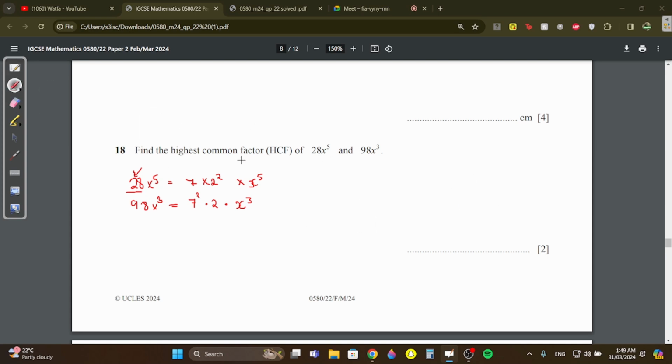Okay, after you factorize, very easy. Find the HCF. For HCF, you always take the lowest power. Which is lower, 7 or 7 to the power of 2? Obviously 7. Which is lower, 2 to the power of 2 or 2? Obviously just 2. Which is lower, x to the 5 or x to the 3? Obviously x to the 3. So 7 times 2 is 14, and x to the 3, you just put x to the 3. So your answer is 14x^3.